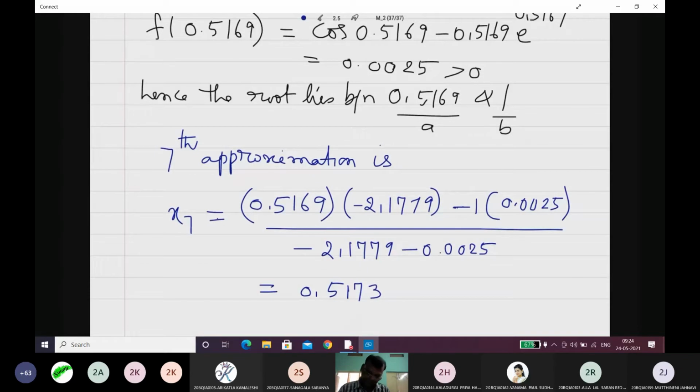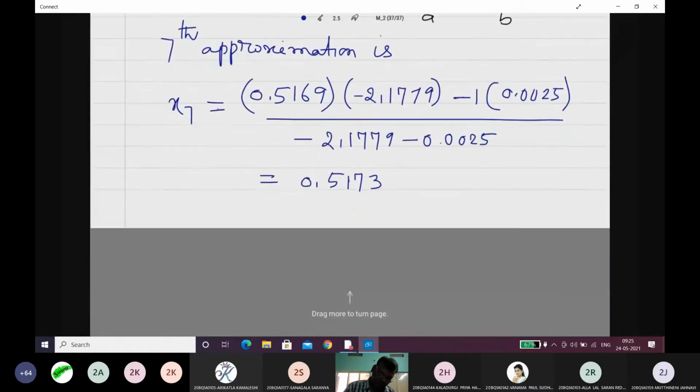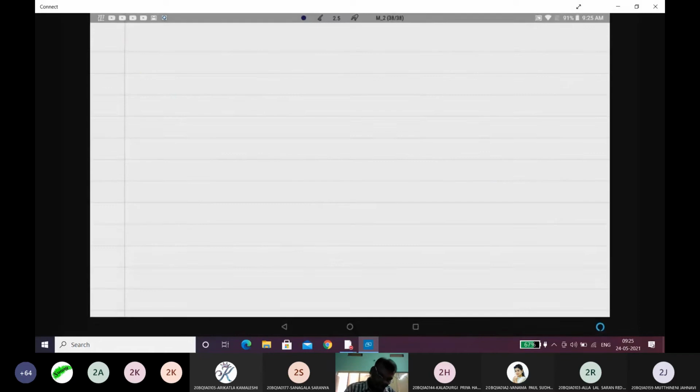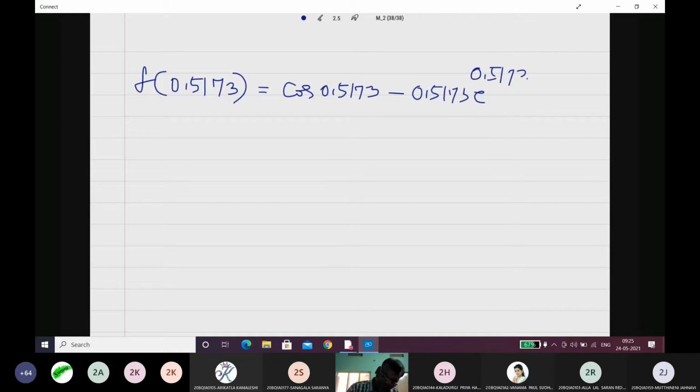It comes like this, let us see. Now the next approximation is, shall I move the slide? Now immediately f of 0.5173. Now f of 0.5173 is equal to cos of 0.5173 minus 0.5173 e power 0.5173. What is its value?